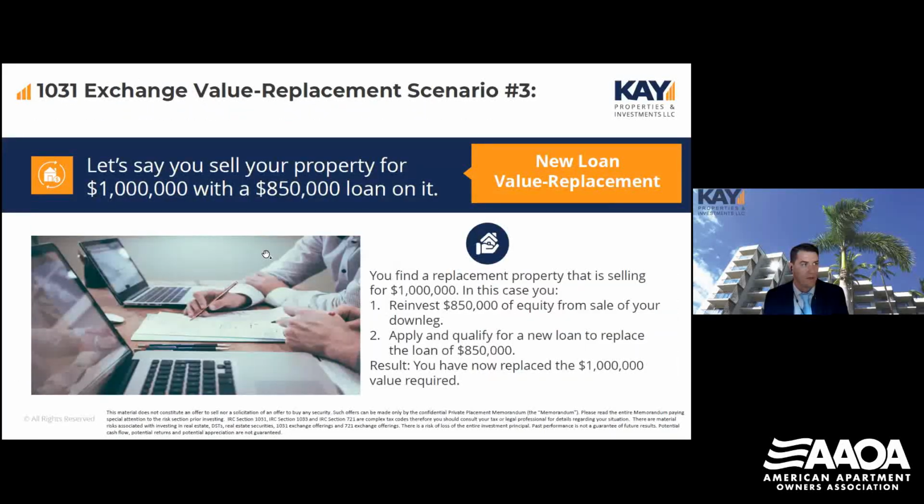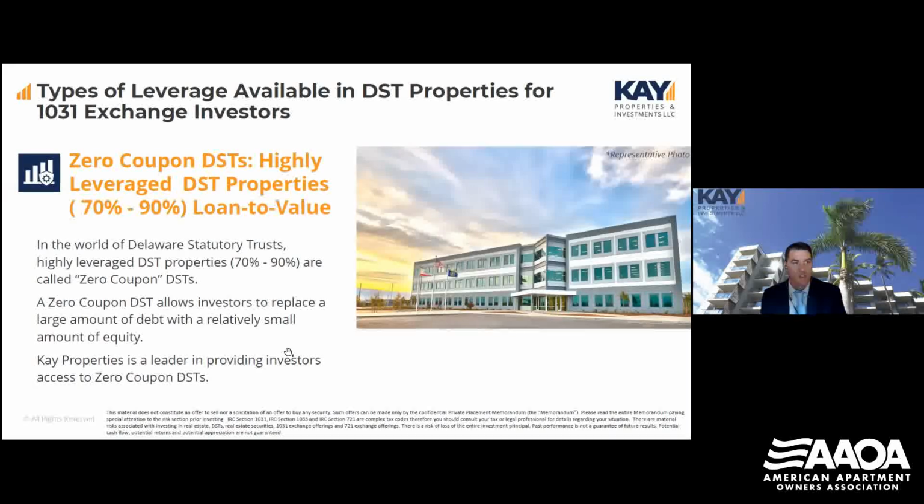So let's say you sell your property for $1 million with an $850,000 loan on it. So in this scenario, we've got a pretty high loan value. And so you need to find a replacement property selling for $1 million. In this case, you can reinvest $850,000 of equity from the sale of your property. Actually, this is actually wrong here. So we want to reinvest in this scenario $150,000 of equity from the sale of your down leg, and apply and qualify for a new loan to replace the $850,000 of mortgage. So the result is you have now replaced $1 million of the required value. So the way that you would do that is with a zero coupon DST.